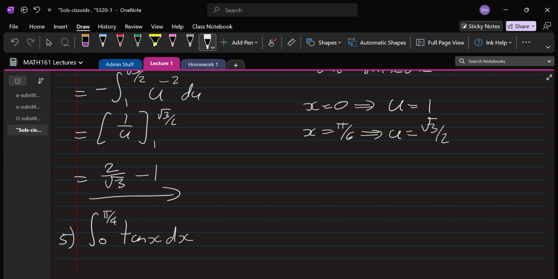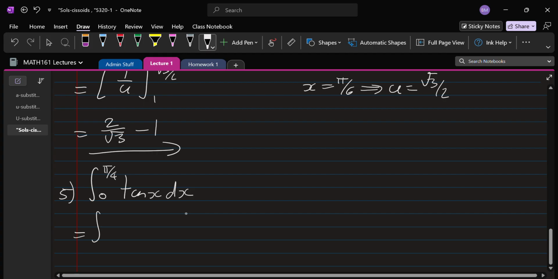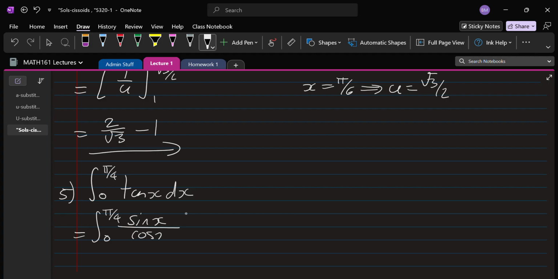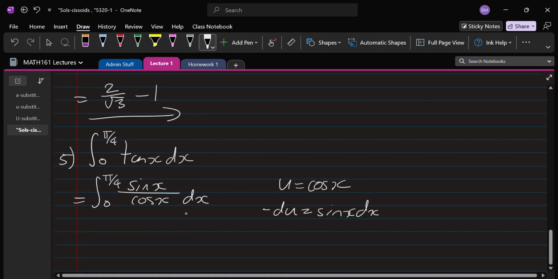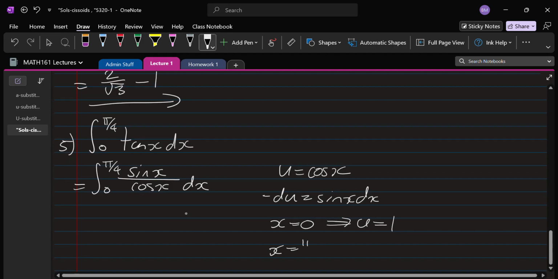Okay, number 5. So we have the integral 0 to pi over 4 tan x dx. Either you know the answer right away, then you just put the answer down. If you don't, we can write tan as sine over cos. So this is going to be the integral 0 to pi over 4 sine x over cos x dx. Again, you got a fraction, let u be the bottom. So minus du is sine x dx.